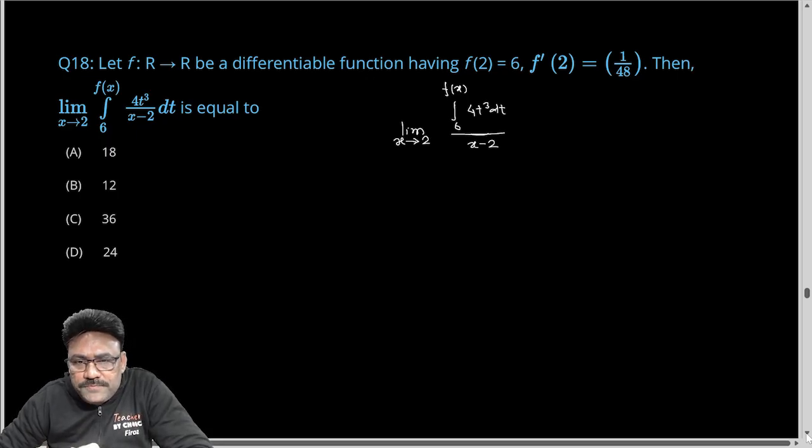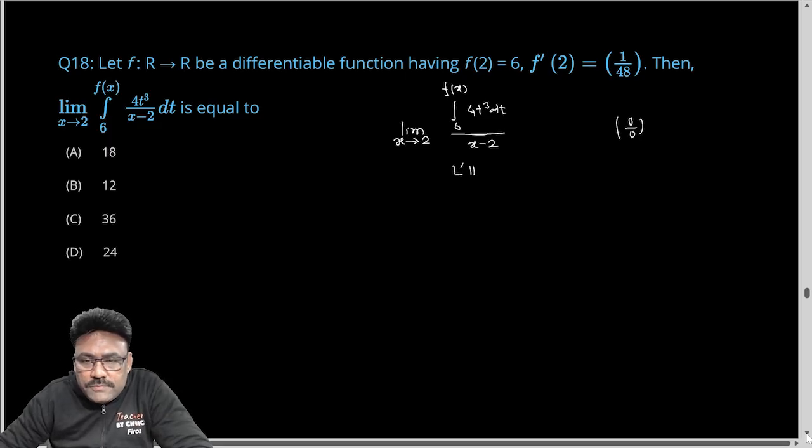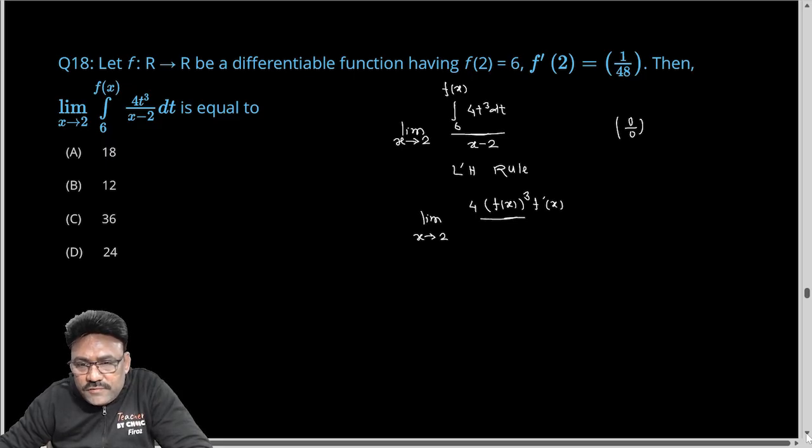This limit you have to find, and you can clearly see that since f2 is given 6, it is 0 by 0 form here, as f2 is 6. So you can use LH rule here, L'Hopital rule. LH rule means you can differentiate numerator and denominator. So let's differentiate the numerator. When you differentiate the numerator using Leibniz formula, it is 4 times fx whole cube into f dash x. And obviously the derivative of the denominator is 1 here. So this limit comes out to be 4 times f2 whole cube into f dash 2.